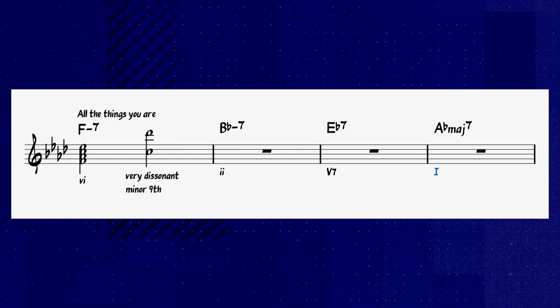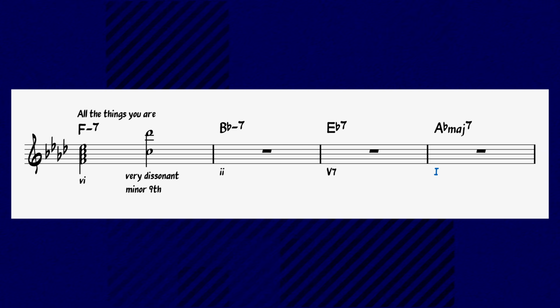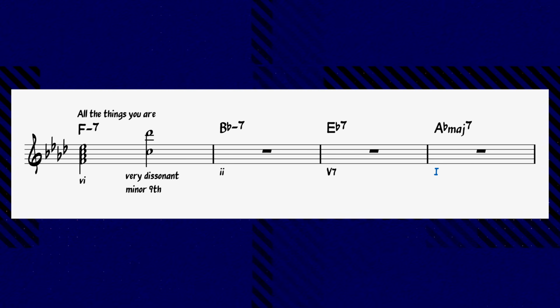But if the minor chord is functioning as a 6 chord instead of a 2 chord, like the first chord of All the Things You Are, we don't want to play that natural or raised 13th or 6th scale degree because it's not going to fit into the key signature.